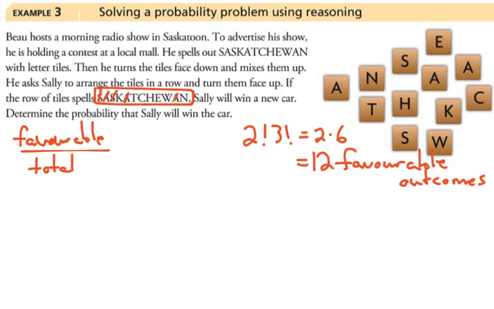As for the total outcomes, well, Saskatchewan is a 12-letter word. So there are 12 factorial ways of rearranging those letters. But we have the repetition that we need to look at. We have the 2 S's, 2 factorial. We have the 3 A's, 3 factorial.